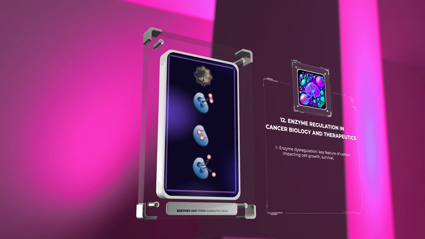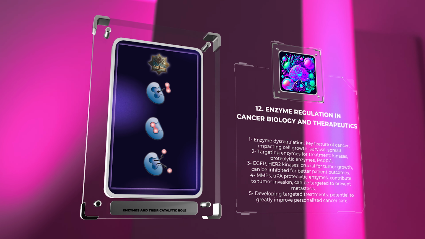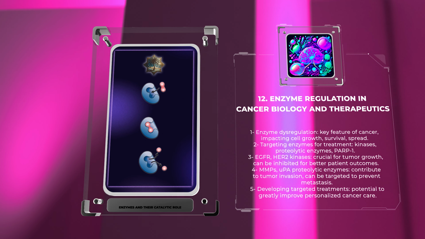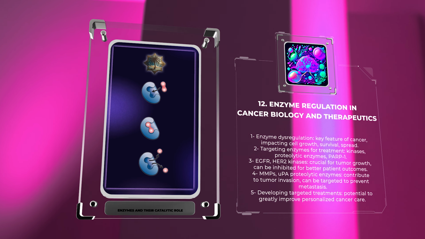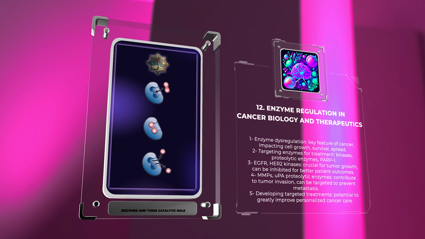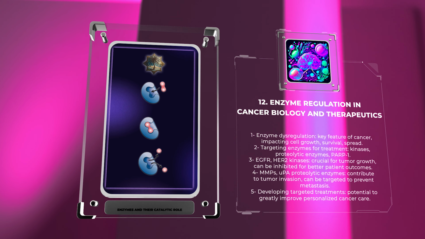Enzyme dysregulation is a key feature of cancer, impacting cell growth, survival, and spread. Many enzymes are involved in different stages of cancer development and can be targeted for treatment. Kinases, like EGFR and HER2, are crucial for tumor growth and can be inhibited using small molecules or antibodies, leading to better patient outcomes. Proteolytic enzymes, such as MMPs and uPA, contribute to tumor invasion and can be targeted to prevent metastasis. PARP1 is another enzyme of interest for cancer therapy. Understanding enzyme dysregulation and developing targeted treatments has the potential to greatly improve personalized cancer care.